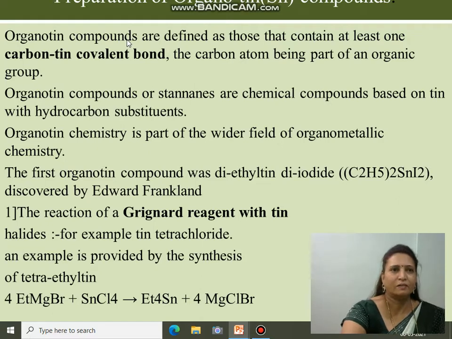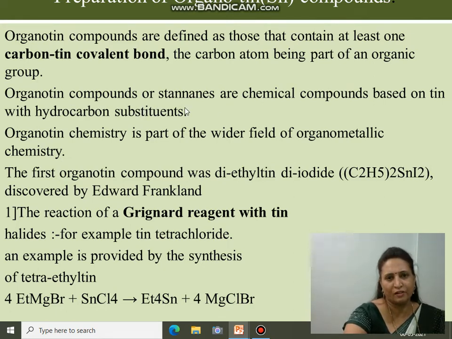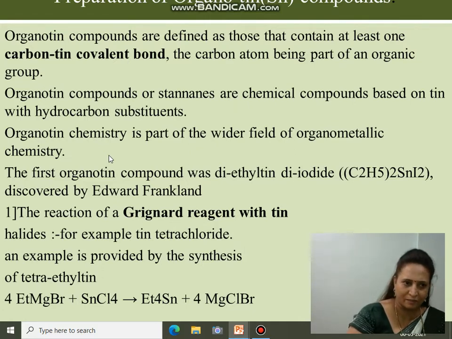Let's see the introduction part. Organotin compounds are defined as those which contain at least one carbon-tin covalent bond, the carbon atom being part of an organic group. Organotin compounds, which can also be called stannanes, are chemical compounds based on tin with hydrocarbon substituents. Organotin chemistry is part of the wider field of organometallic chemistry.